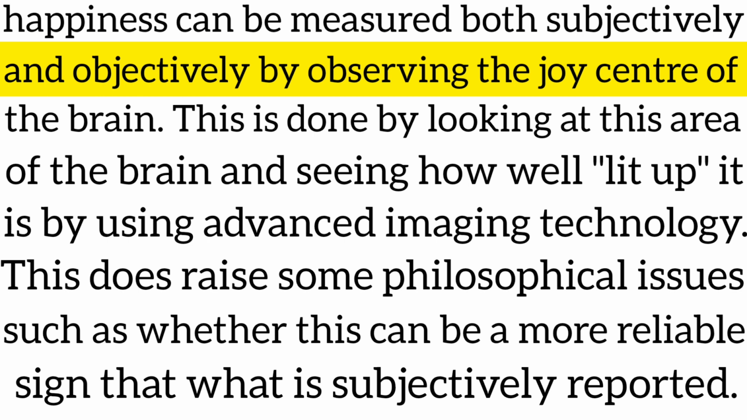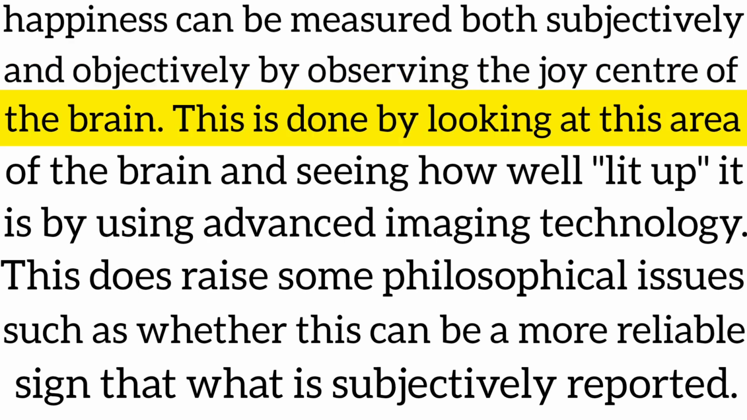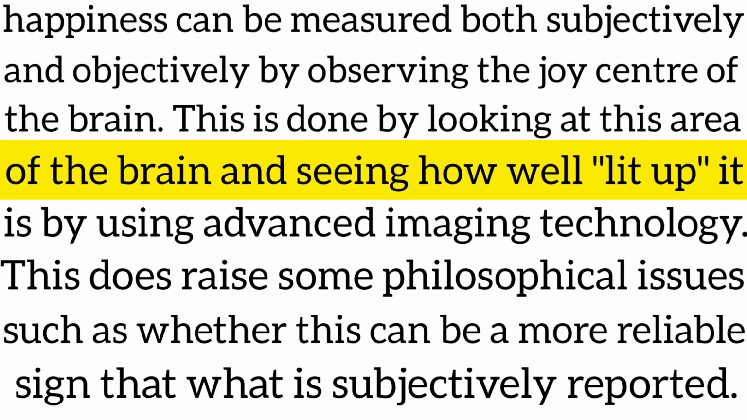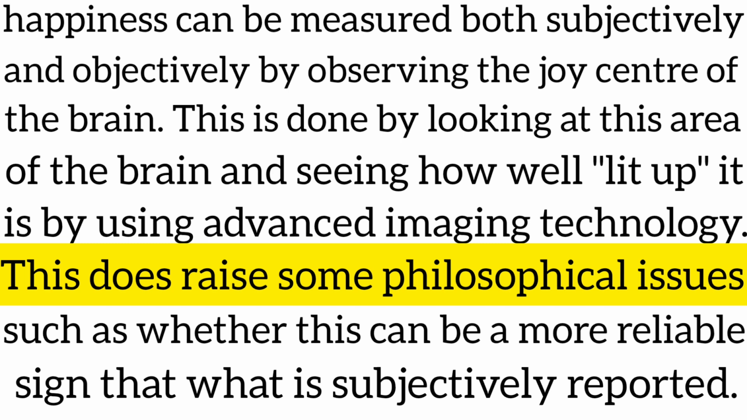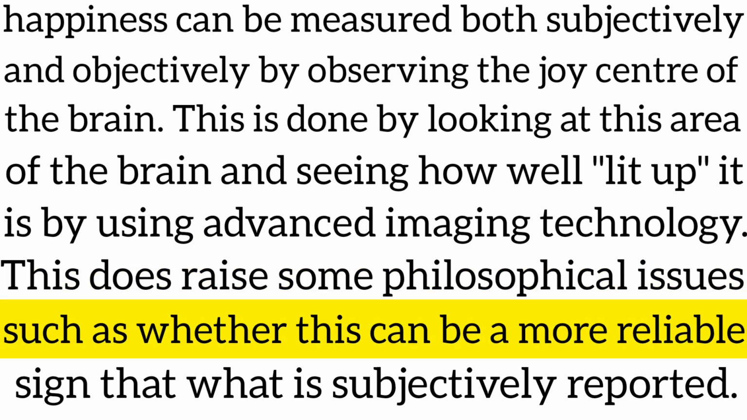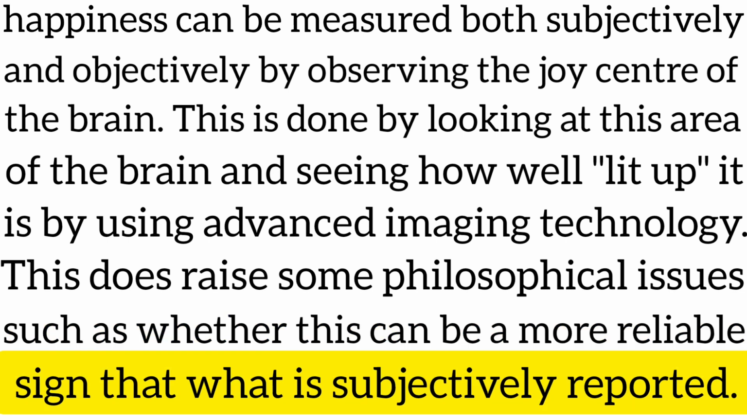There is some claim by scientists that happiness can be measured both subjectively and objectively by observing the joy center of the brain. This is done by looking at this area of the brain and seeing how well lit up it is by using advanced imaging technology. This does raise some philosophical issues, such as whether this can be a more reliable sign than what is subjectively reported.